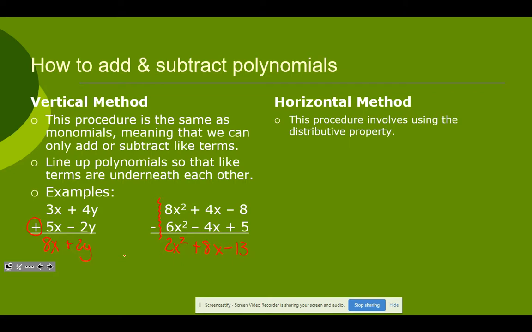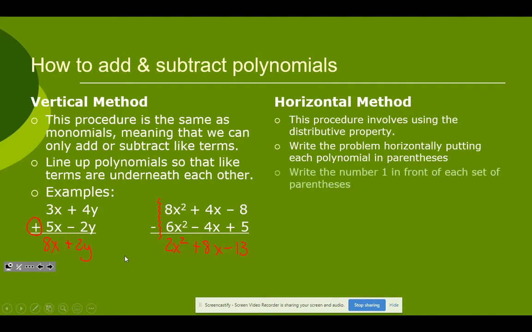Now, what I prefer is the horizontal method. This procedure involves the distributive property that we did in the last lesson. You want to write the problem horizontally and put each polynomial in parentheses. Then you write the number 1 in front of each set of parentheses, followed by distributing and combining like terms if necessary, and it will most likely be necessary.